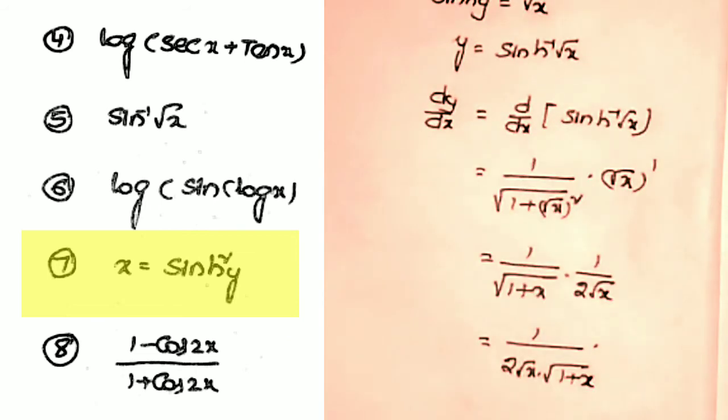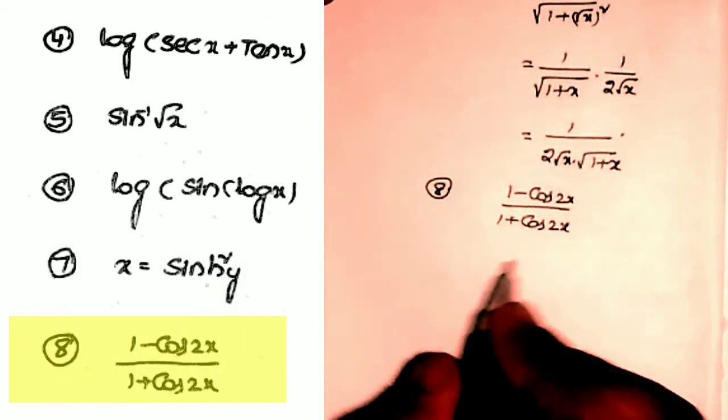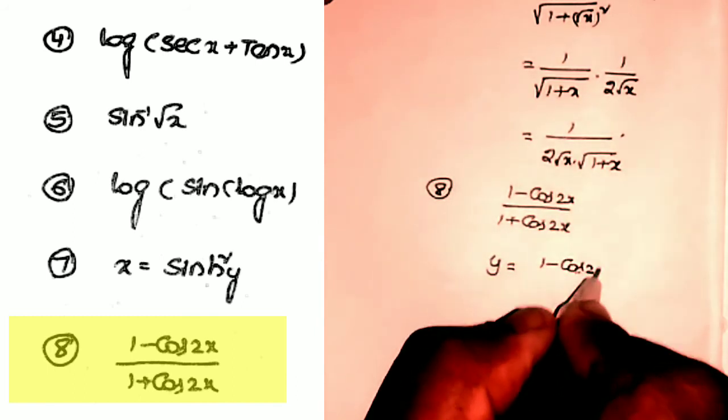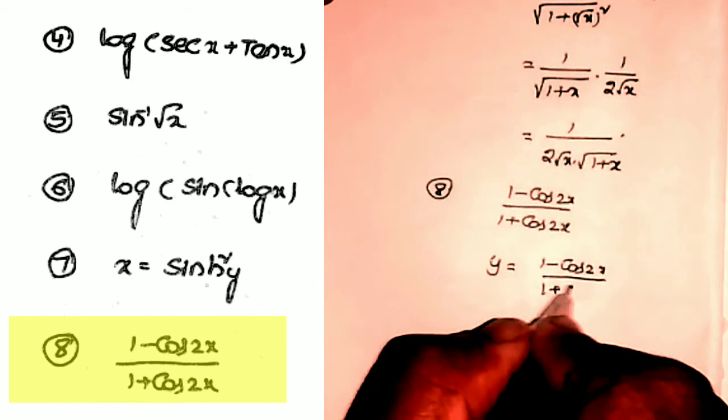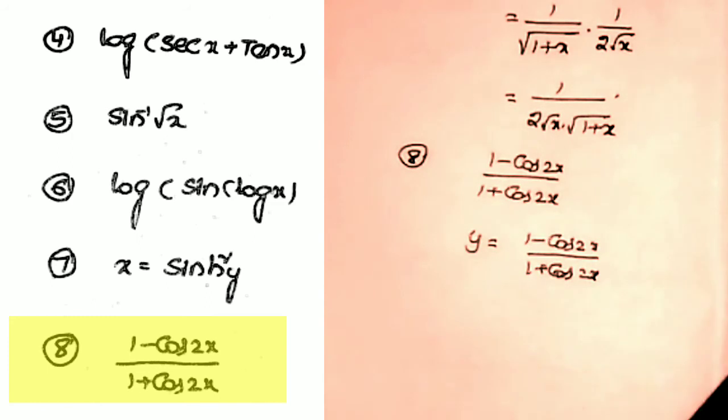That's all. We can use either of the two methods to solve this question. Okay. Next question, sum number 8, 1 minus cos x by 1 plus cos x. So first I take that this is equal to y here. Y is equal to 1 minus cos 2x by 1 plus cos 2x. The actual procedure is that here we have to apply the u by v rule. But here there is no need to apply the u by v rule.